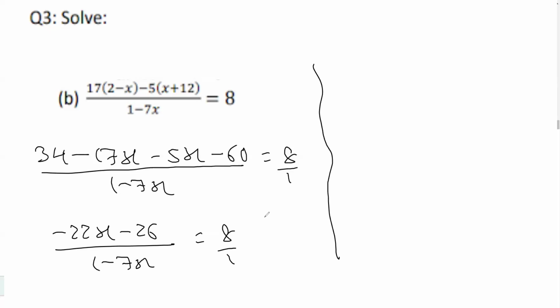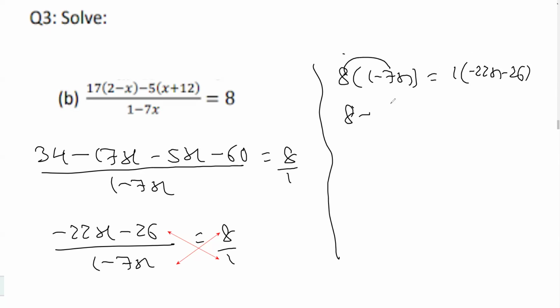Now next I'll do cross multiplication, same as I did in the previous part. So what I'll do, these two will be multiplied. So this is 8 multiplied by 1 minus 7x is equal to 1 multiplied by minus 22x minus 26. So 8 into 1 is 8 and 8 into 7 is 56. And 1 multiplied by any number is the number itself.